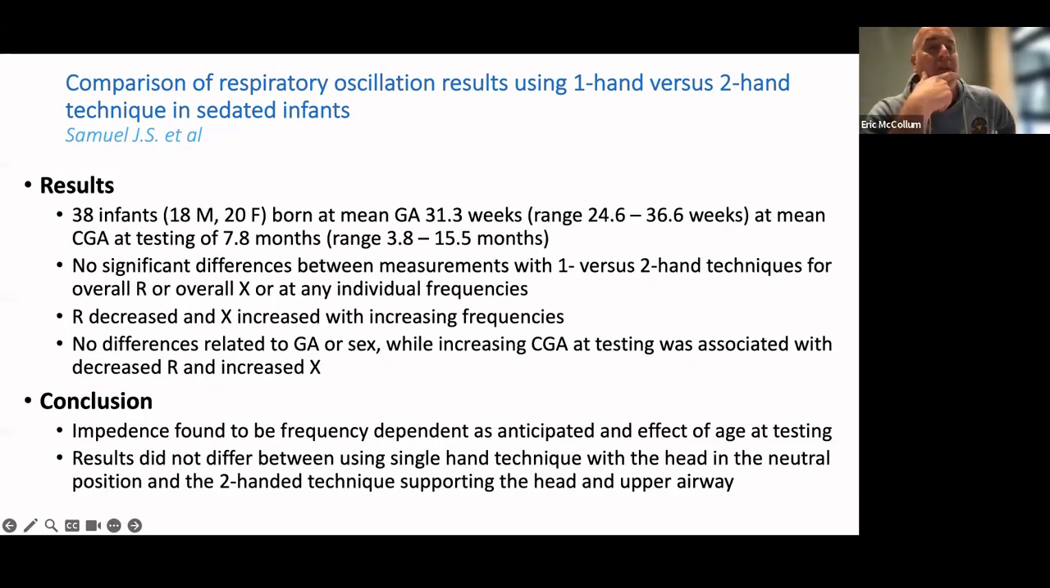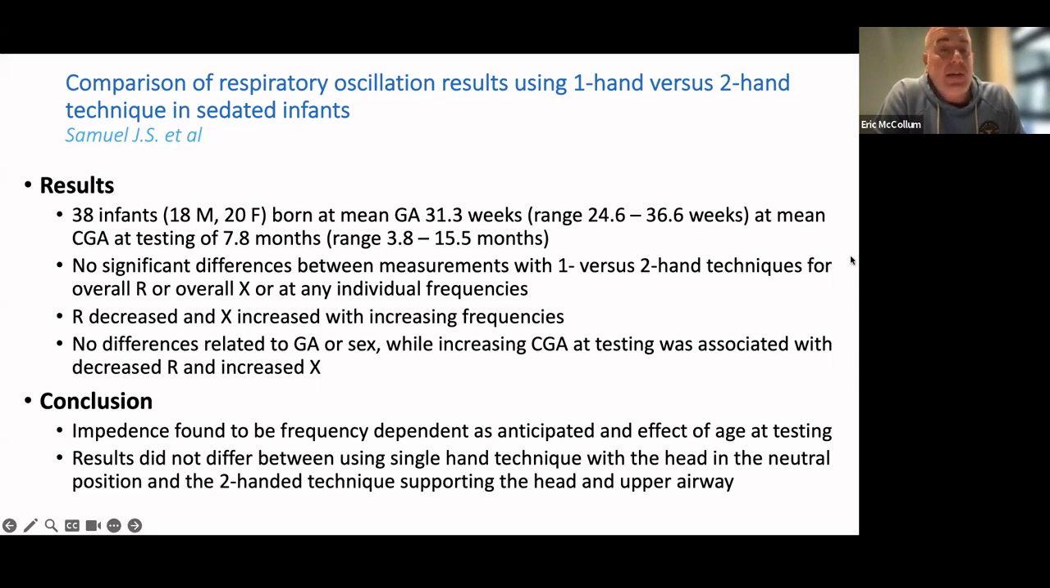The results here: there were 38 infants, 18 males, 20 females, born at a mean gestational age of 31 weeks with the given range. Their mean corrected gestational age at the time of testing was 7.8 months. So that's the age really when they were tested. You can see the range there.